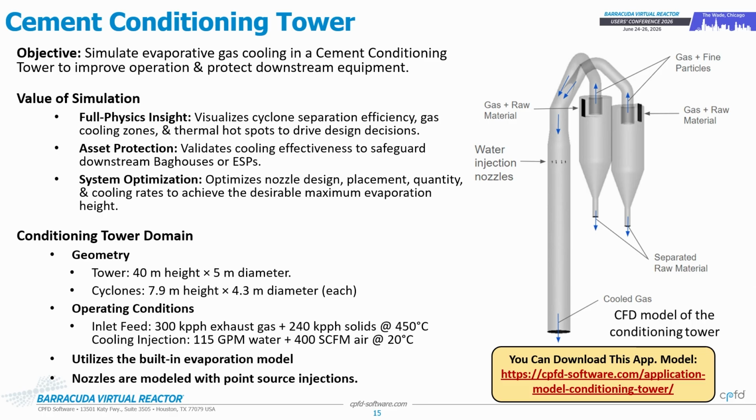So overall, the key value here is that users are able to do optimization with the water nozzles. How many nozzles do you need? How much quantity of water? Where to put it? Because the key goal here is to achieve 100% evaporation within the minimum possible height, because any moisture that's still present will mess up the downstream filtration and will be very expensive for the cement plants.